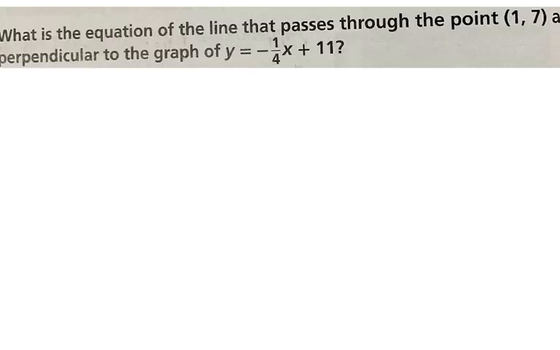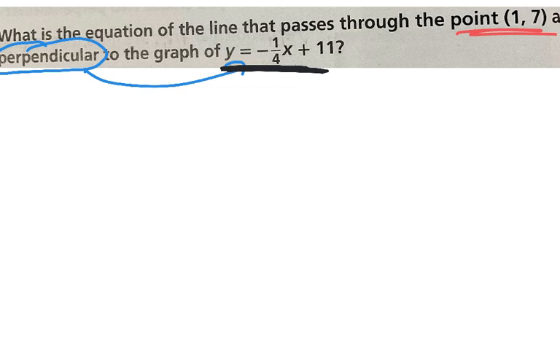What's the equation of a line passing through the point (1, 7) and perpendicular to the graph of y equals negative 1/4 x plus 11? So I know a point on my line, and it must be perpendicular to this line. What do I know about perpendicular slopes? They must be opposite reciprocals. So do I know the slope of this line? What is it?